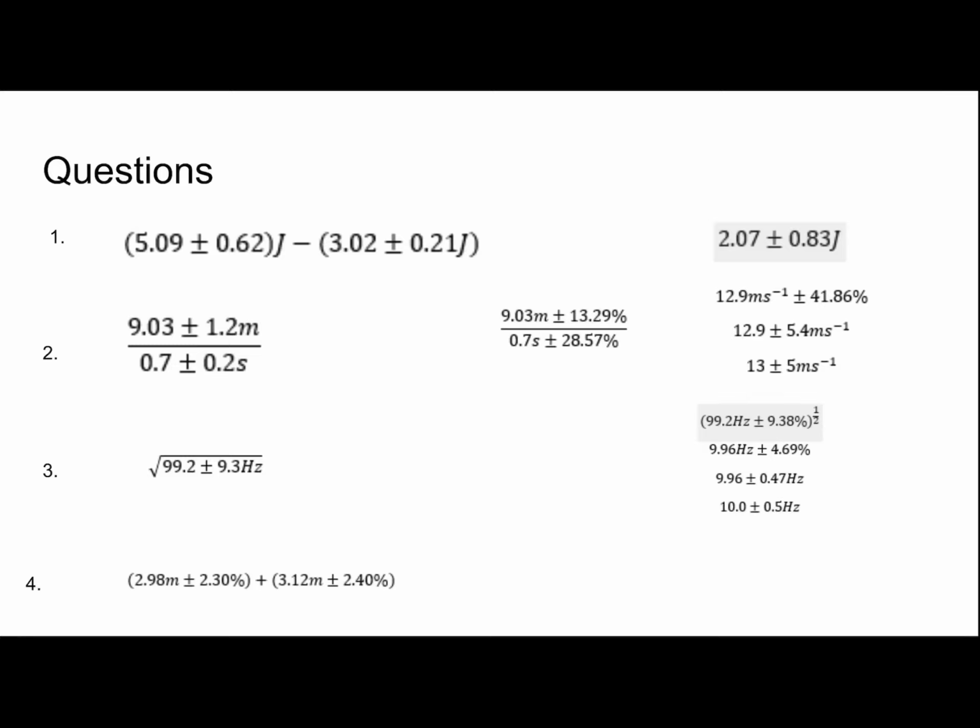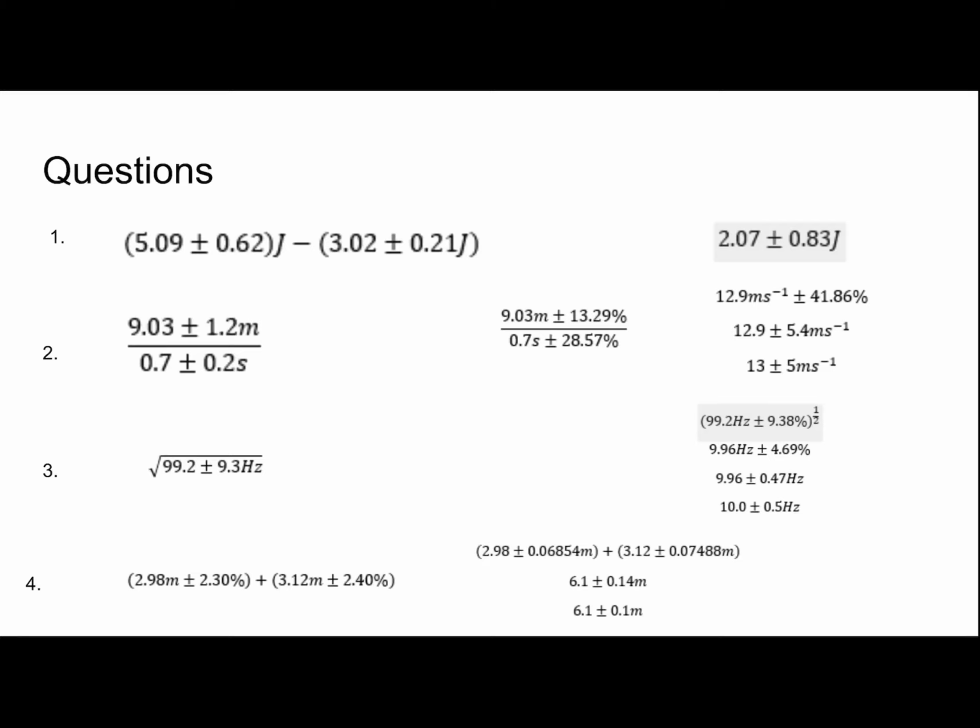Question 4, 2.98 meters plus or minus 2.3% plus 3.12 meters plus or minus 2.4%. In this case, this applies back to our rule number 1. Rule number 1 says that when we add two uncertainties, then their absolute uncertainties will be added. Right now we have two percentage uncertainties, so we need to convert them back to absolute uncertainties and then add them together.